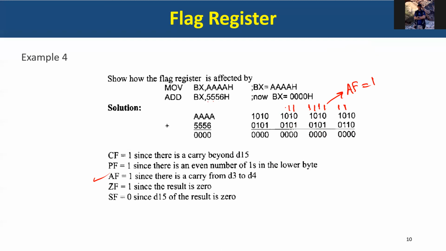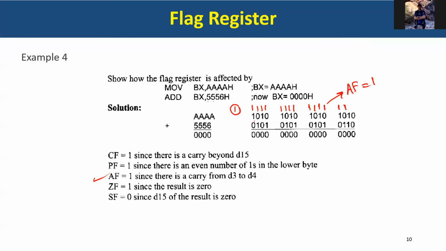1 plus 1 is 0, and we have a carry of 1. Again, 1 plus 1 is 0 with a carry of 1, and this repeats for each of the following bit positions.